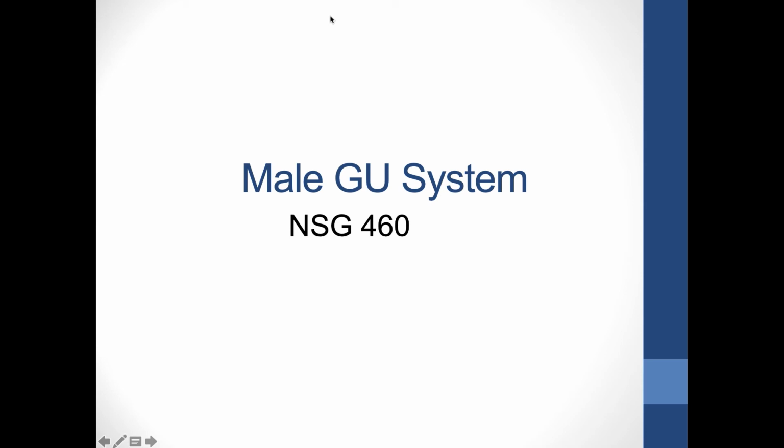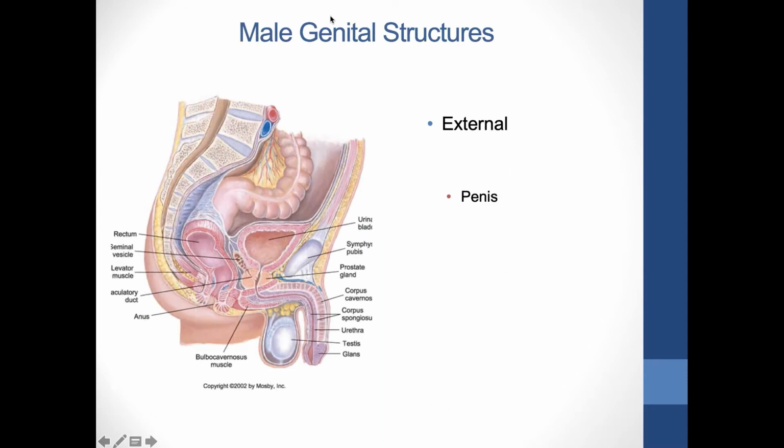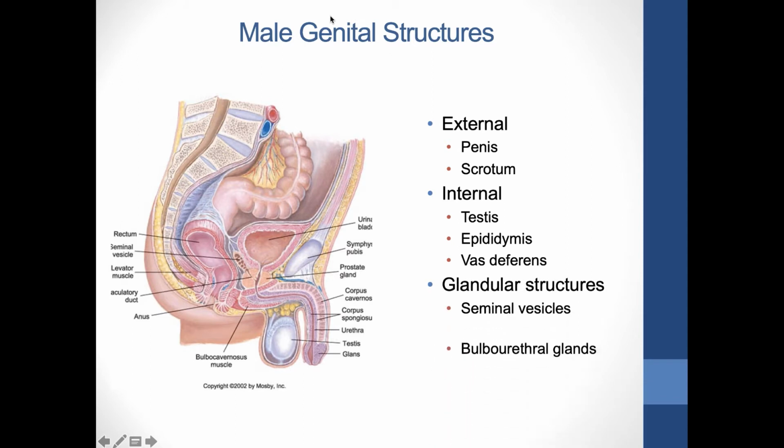All right, we're going to go through the male genitourinary system in two parts. This is part one. The genital structures of the male organs are the external structures, which are the penis and the scrotum. The internal structures are the testes, epididymis, and vas deferens. You can see these in the picture here. And then the glandular structures are the seminal vesicles, bulbourethral glands, and the prostate.